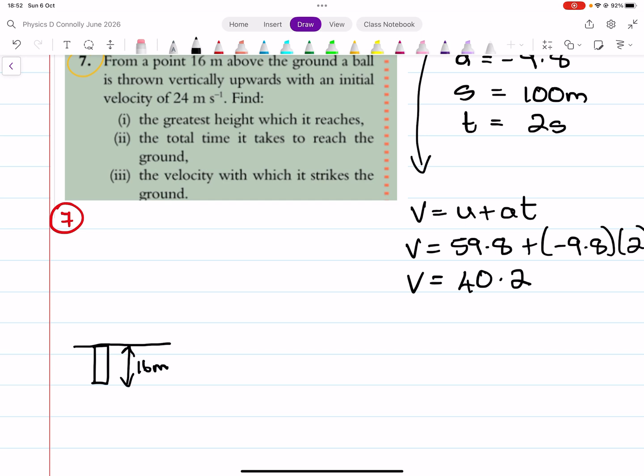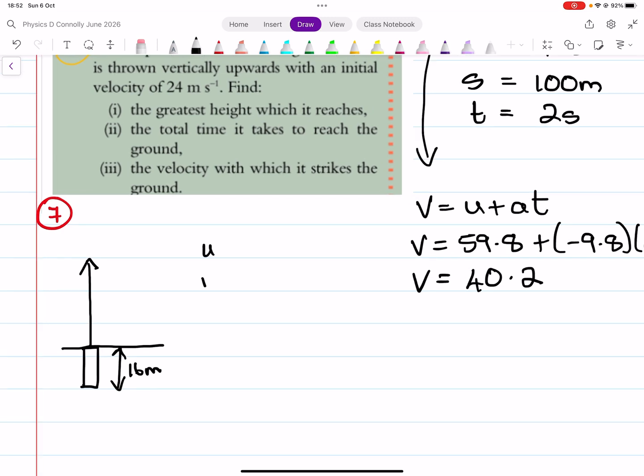So 16 meters above the ground, a ball is thrown vertically upwards with an initial velocity of 24. Find the greatest height. Okay, so U, V, A, S, T. U we were given, 24. Greatest height means velocity is 0. It's gone up, so minus 9.8. This is what we want.